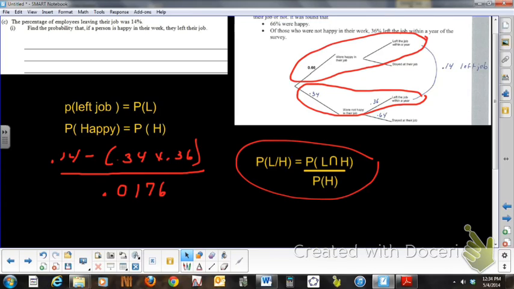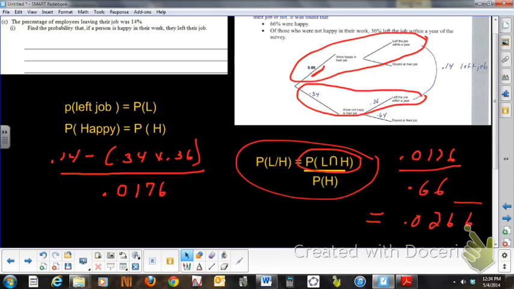Now it's just easy. Now let's just fill this in. So we've done this. We found the probability that they left and were happy is 0.0176, and we divide that by the probability that they're happy, which is 0.66, and when we do that, we're going to get the exact same answer as we got, 0.0266 repeating, so 0.027, a probability of around 2.7%, that they're happy and then that they left their job.